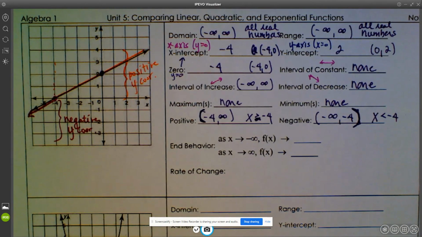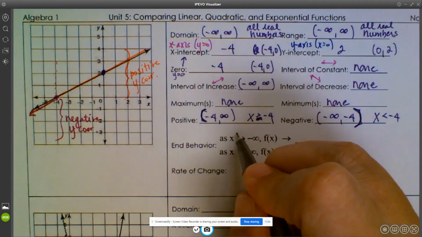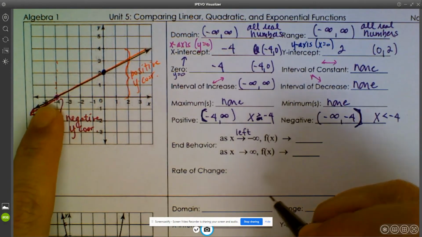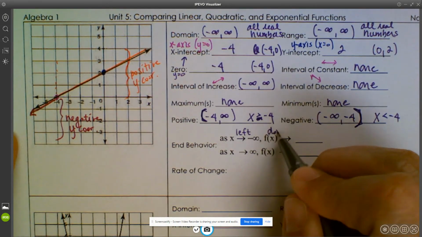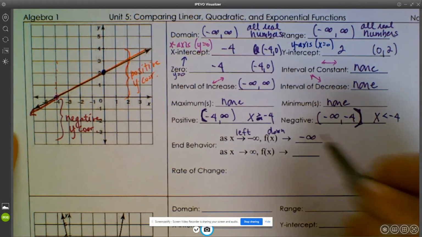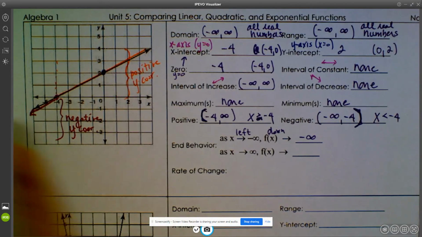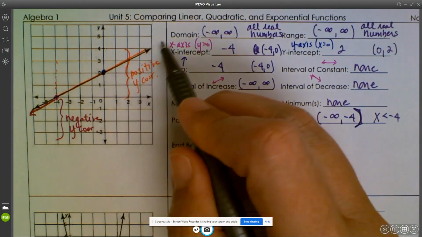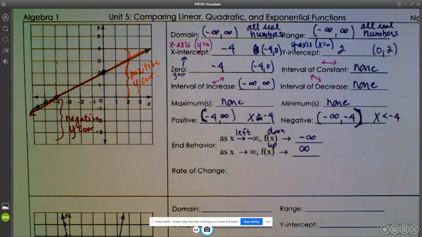All right, let's look at end behavior. As x approaches -infinity. In other words, as the graph goes left, what's happening to the y coordinate? Well, this is actually going to go down. So this will approach -infinity. And as x goes to the right, what's happening? Well, the y coordinate is going up, which means it's going up to +infinity.